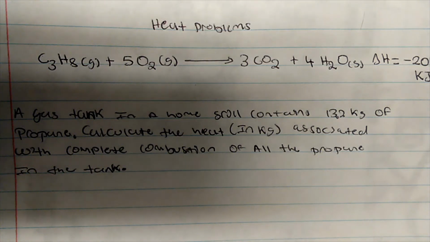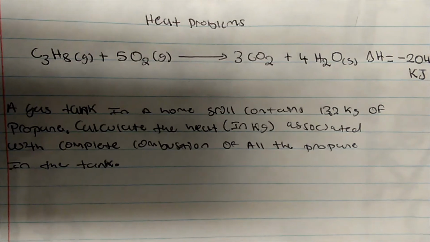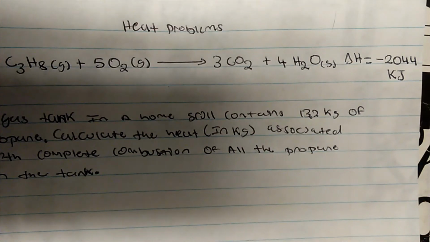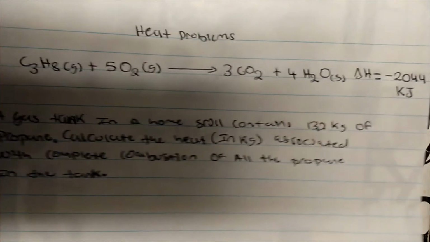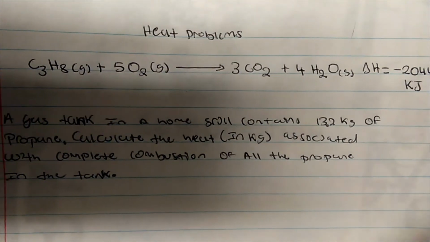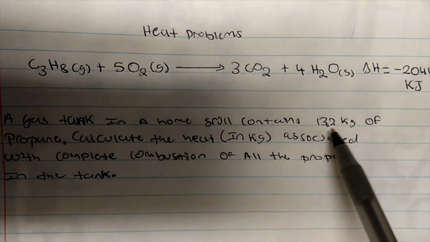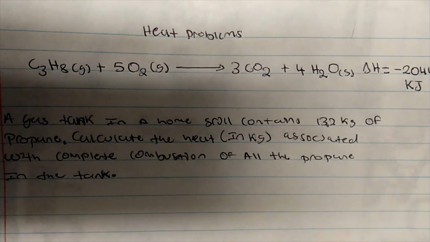So in this video, we're going to talk about combustion heat problems, and usually these problems involve a chemical equation given with some sort of change in delta H for the reaction, and we've got to calculate how much heat is released. So I have this problem here. A balanced chemical reaction is given, and it says a gas tank in a home grill contains 13.2 kilograms of propane. Calculate the heat associated with the complete combustion of all of the propane in the tank.